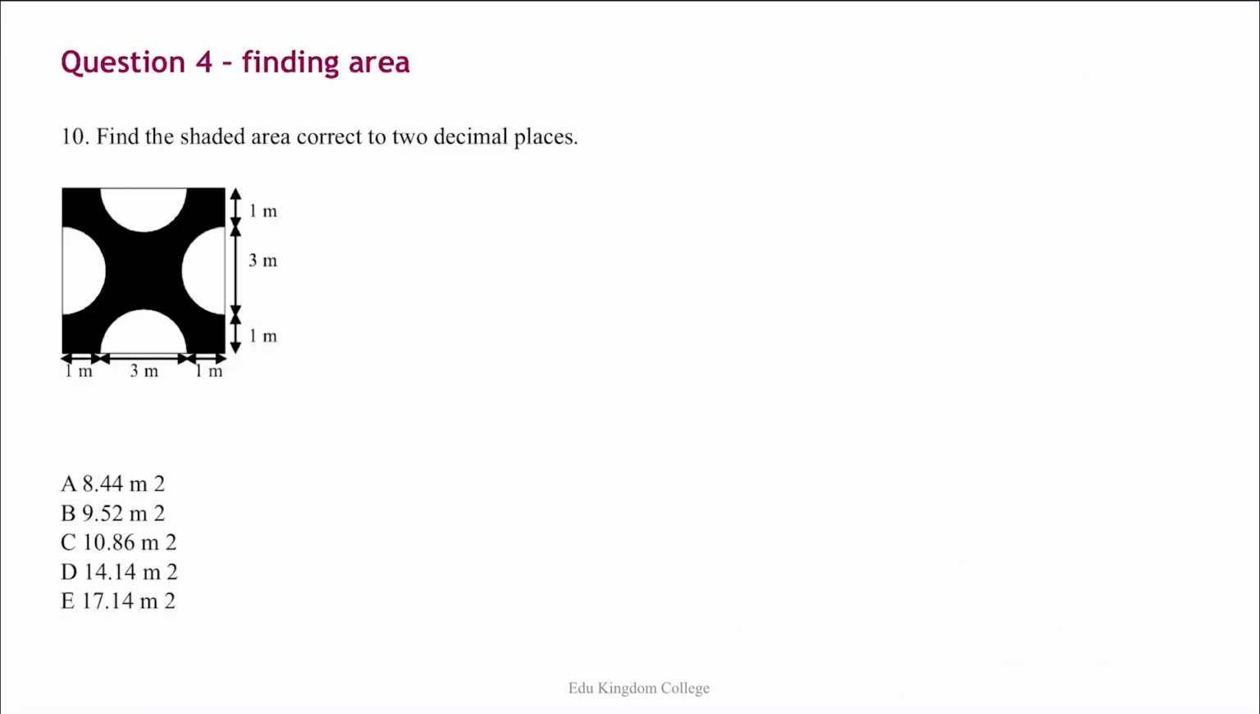Let's move on to this question. Final question. Finding area, find the shaded area to the correct 2 decimal places. Okay, so as you can see, we have the white spaces consisting of 4 hemispheres. And so we need to find the area of the shaded area. So we're going to do area of square minus the area of the semicircles. It's not a D, that's a semicircle. Okay? Okay, how do we do that?